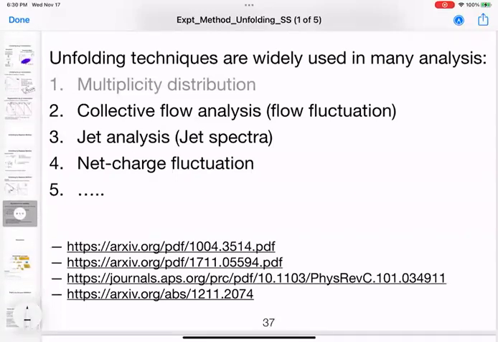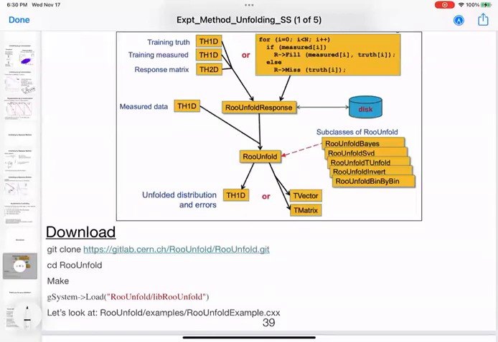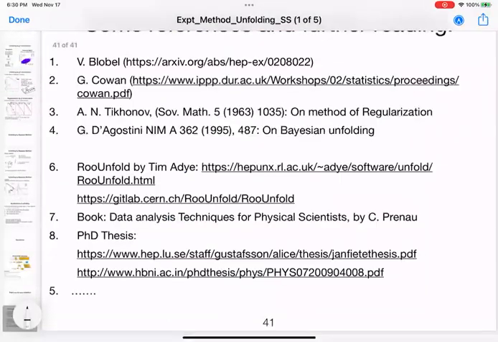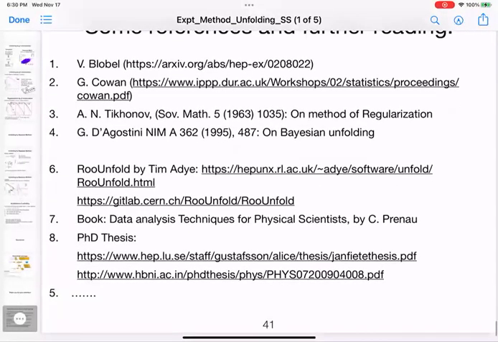Okay, so a few more slides. I just wanted to give a very short example of unfolding using a package known as RooUnfold, but I don't think we have enough time. So what you can do is download RooUnfold from this link, and you can test the matrix inversion and other methods that I talked about, and you can see for yourself. I also list here some references that you can go through for this unfolding method, with different examples and different methods. So I would like to end here, and if you have any quick questions, I can address them.